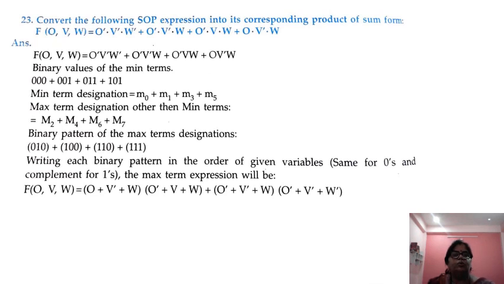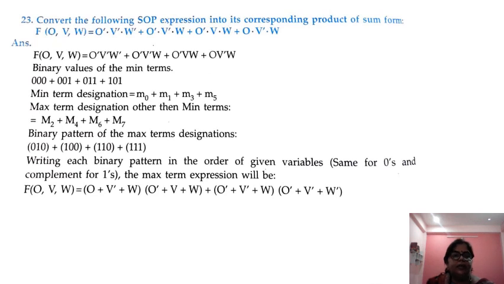Okay, so for the min term designation we will see that it comes as m0, m1, then the binary value of 0 1 1 is 3, so m3, and m5. So our min term designation will be this, and the max terms will be just the reverse of it. Because it is 3 variables, it will go up to 7: m2, m4, m6, and m7, and the binary patterns of them are 0 1 0, 1 0 0, 1 1 0, and 1 1 1, just the reverse of it.